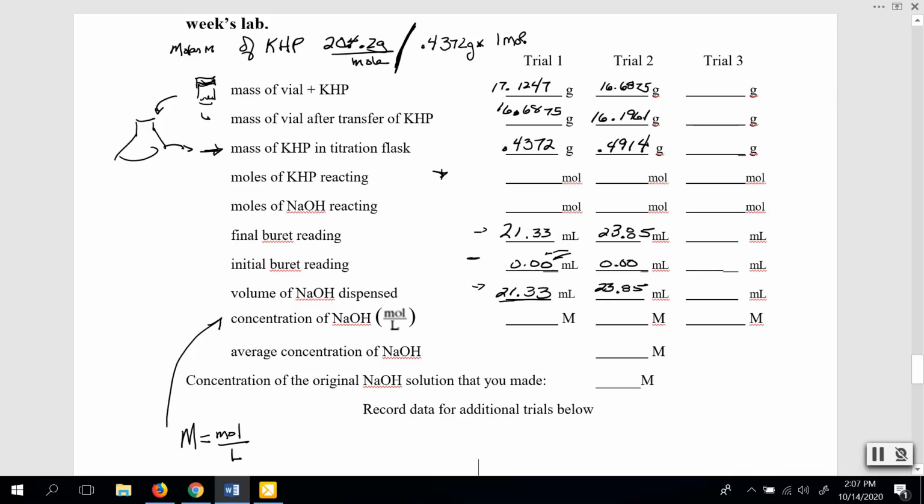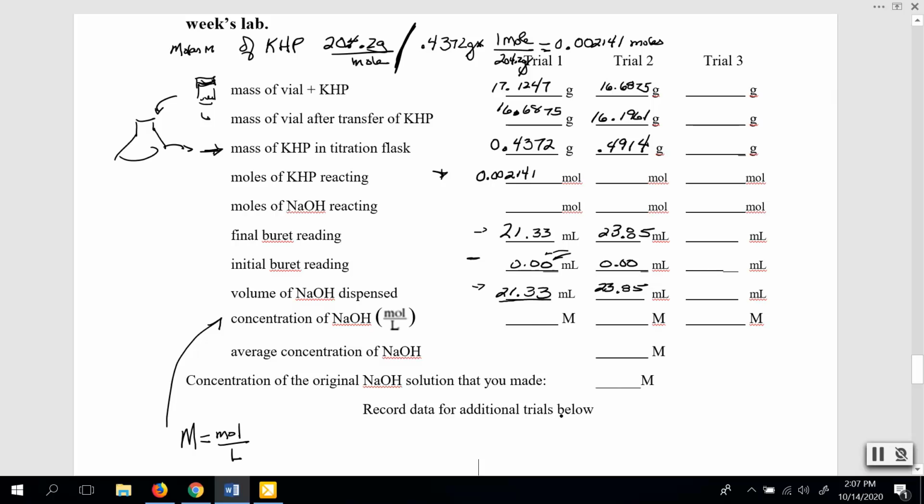1 mole over 204.2 grams. And my grams cancel, and this comes out to be 0.002141 moles. Now we had 4 sig figs here, and we have 4 sig figs here. Remember, these zeros are all placeholders. They're not significant figures. So we're going to put those all in there. 2141.